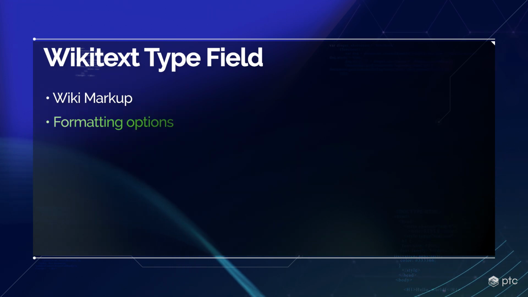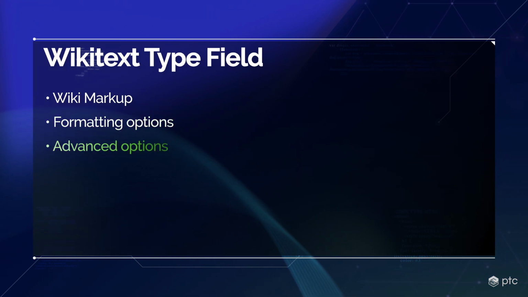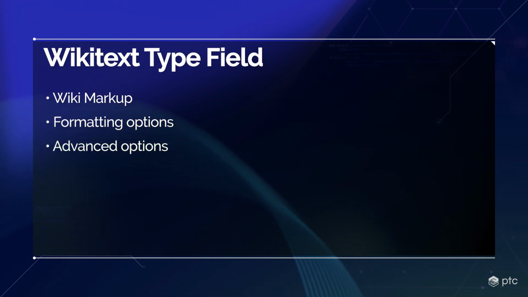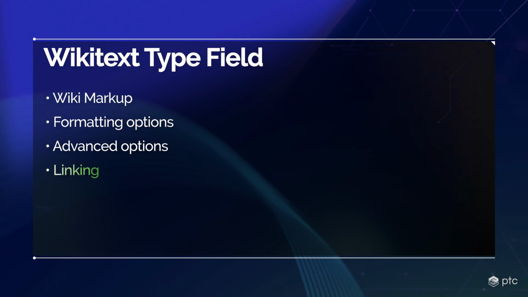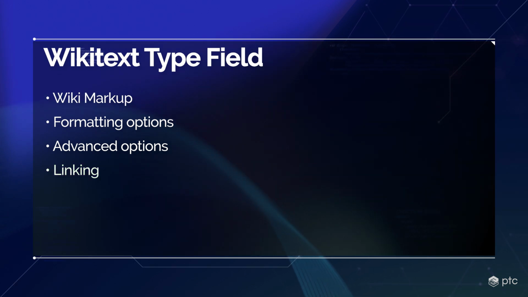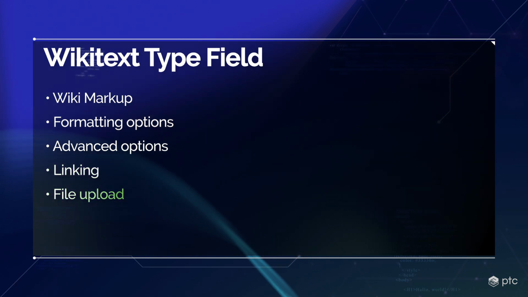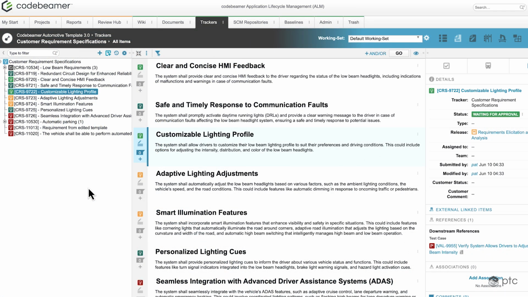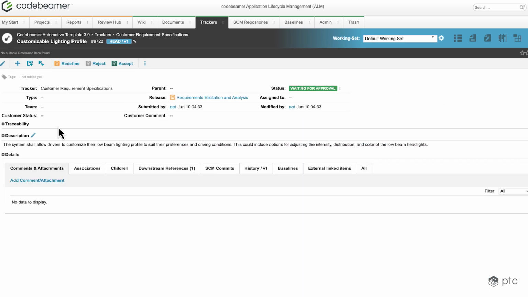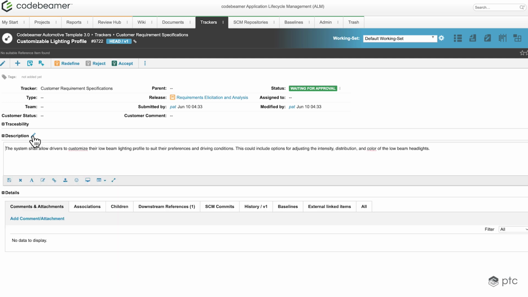We're going to see its formatting options, some of the advanced options, like tables, picture inserting, linking, both for external URLs and artifacts, and how the file upload works. For this demonstration, I'm going to select one of my requirements and edit one of the default fields, which is the description. So let me open up that requirement in the detailed view, and we can edit its description because it's by default a Wikitext type field.